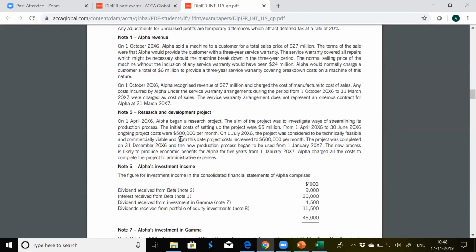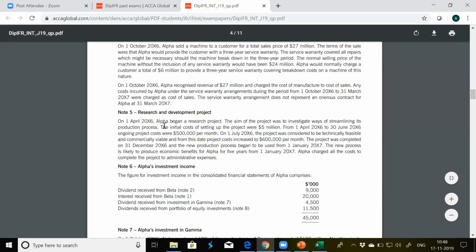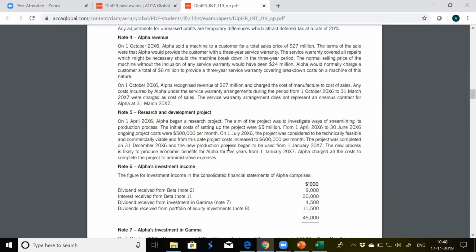Research and development project. Alpha began a research project. The aim of the project was to investigate ways of streamlining its production process. The initial cost of setting up the project was 5 million. From 1st April 2006 to 30th June 2006, ongoing project costs were 500,000 per month. On 1st July 2006, the project was considered to be technically feasible and commercially viable. That means they can begin capitalization from 1st July 2006.